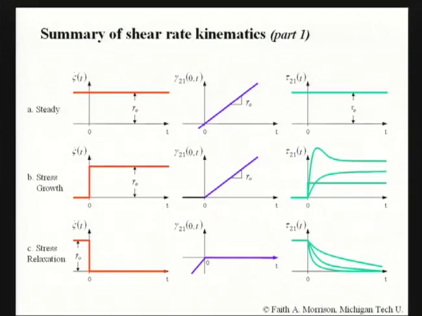The strain for the stress growth is that there's no strain when the flow is not moving. And then again, we get time times gamma dot naught as the function for the strain. Or for the stress relaxation, again, when the flow is moving, the slope is gamma dot naught for the strain. And then when the flow is turned off, the strain is 0. So this is the function we just derived.